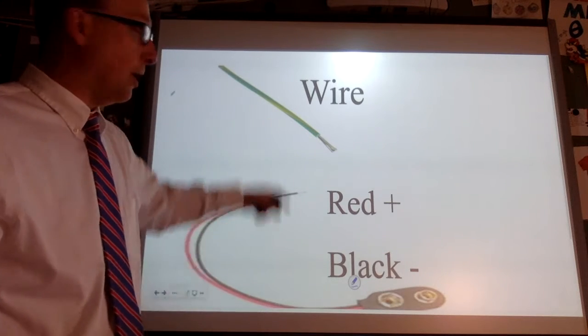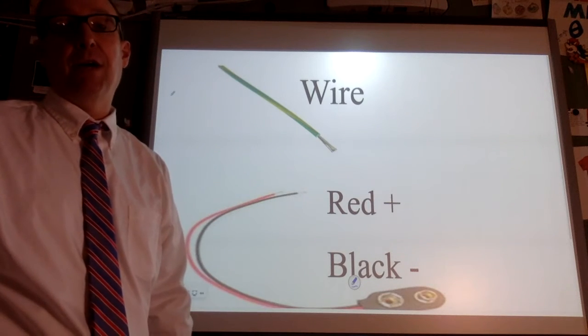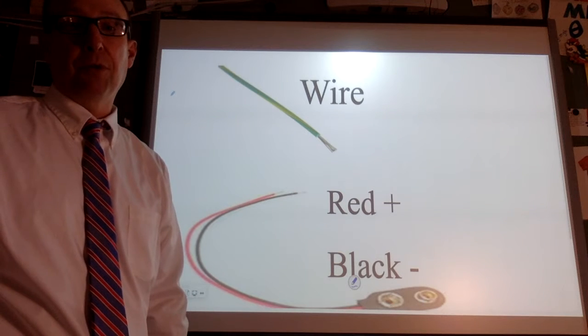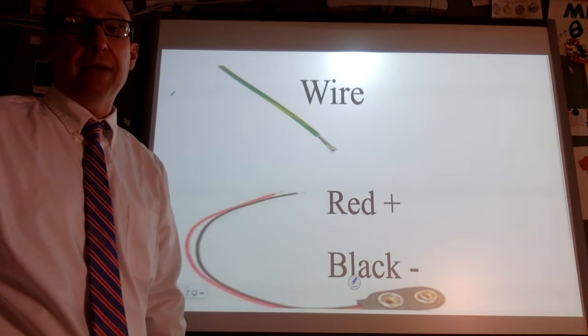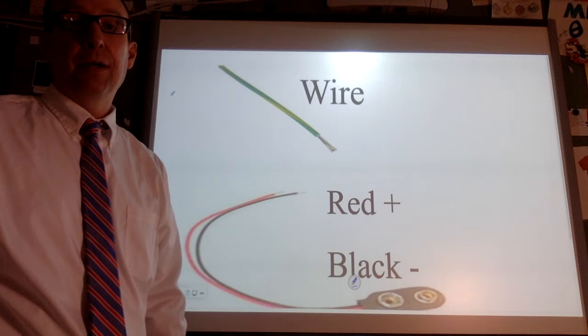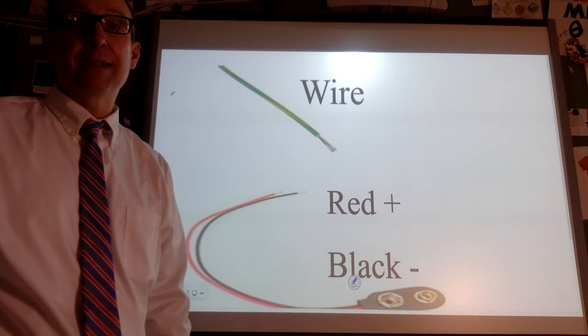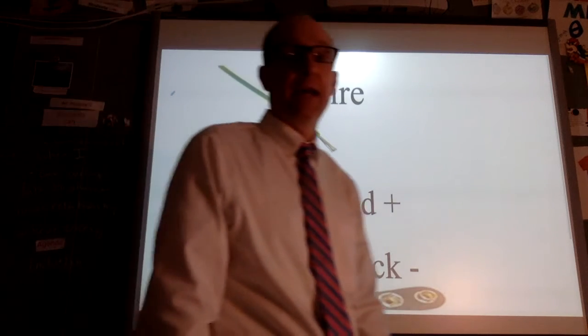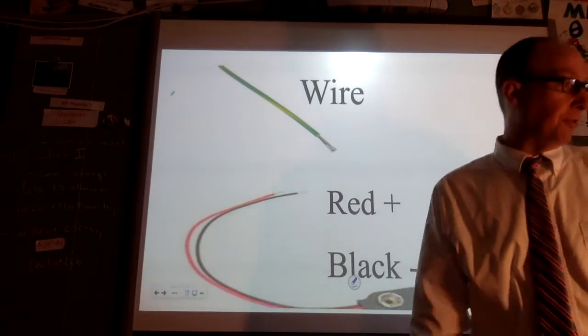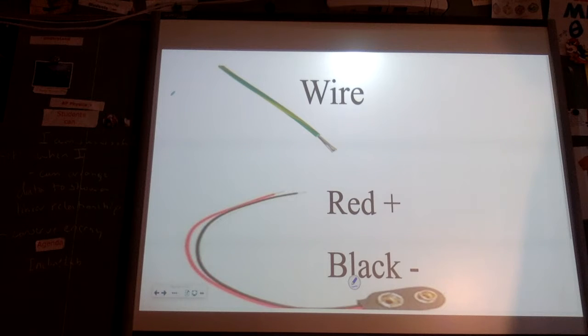We're also going to have wires. Wires are just meant for us to connect one component to another. We're going to have a battery clip, and on the battery clip, the red one is your positive and the black one is your negative. And that's universal as far as circuits go.